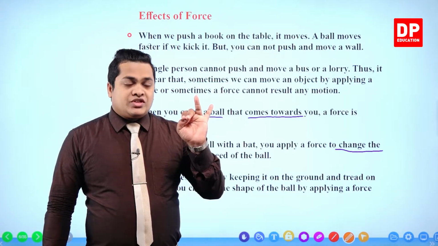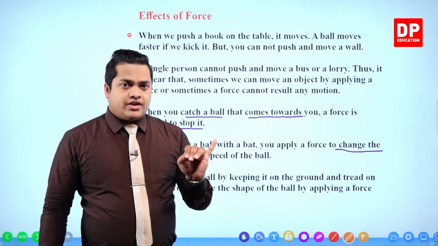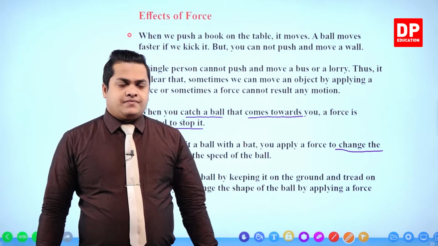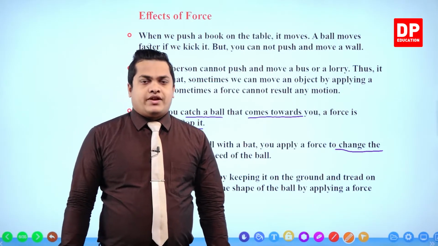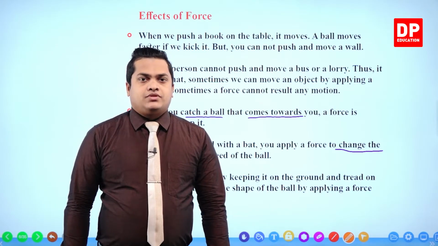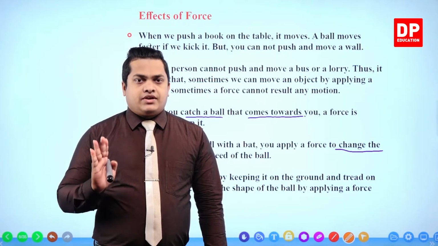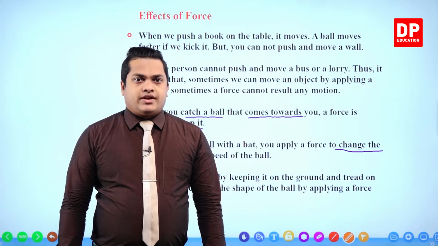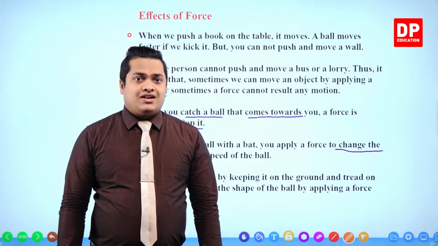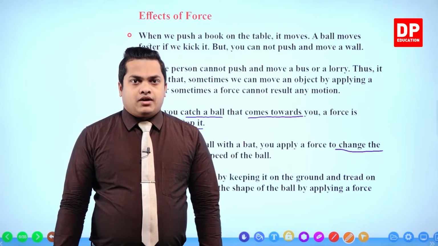Number 4, to change the direction of a moving object. Number 5, to change the shape of an object. Finally, number 6, to rotate an object. So, we can apply pushes and pulls and we can get these effects. We can apply forces and we can get 6 different effects on a particular object.